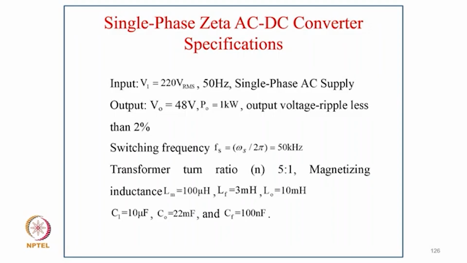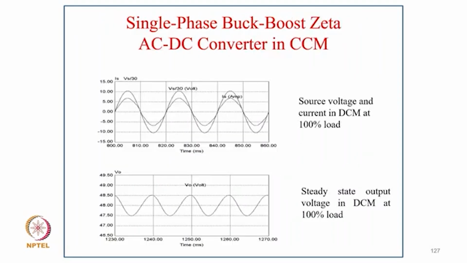output voltage 48 volt with a 1 kilowatt output, which is of course for a number of applications, maybe even today EV chargers, I mean light electric vehicle. Switching frequency is 50 kilohertz, and transformer ratio 5 to 1, and the magnetizing inductance is 100 microhenry, LF is 3 millihenry, and LO is 10 millihenry, C1 is 10 microfarad, CO is equal to 22 microfarad, and CF is 100 nanofarad.